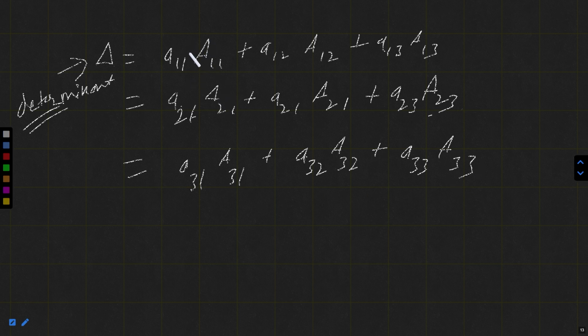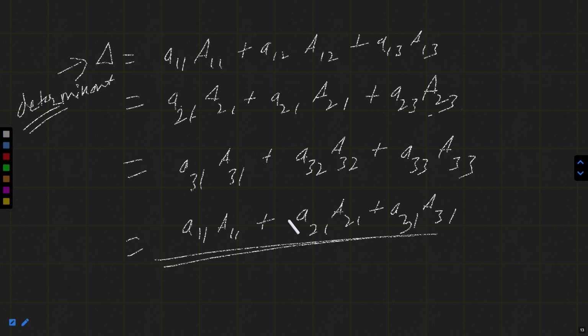You can do it along your column also. For example, choosing column 1. So column 1 is A11, A21, A31, like this also.